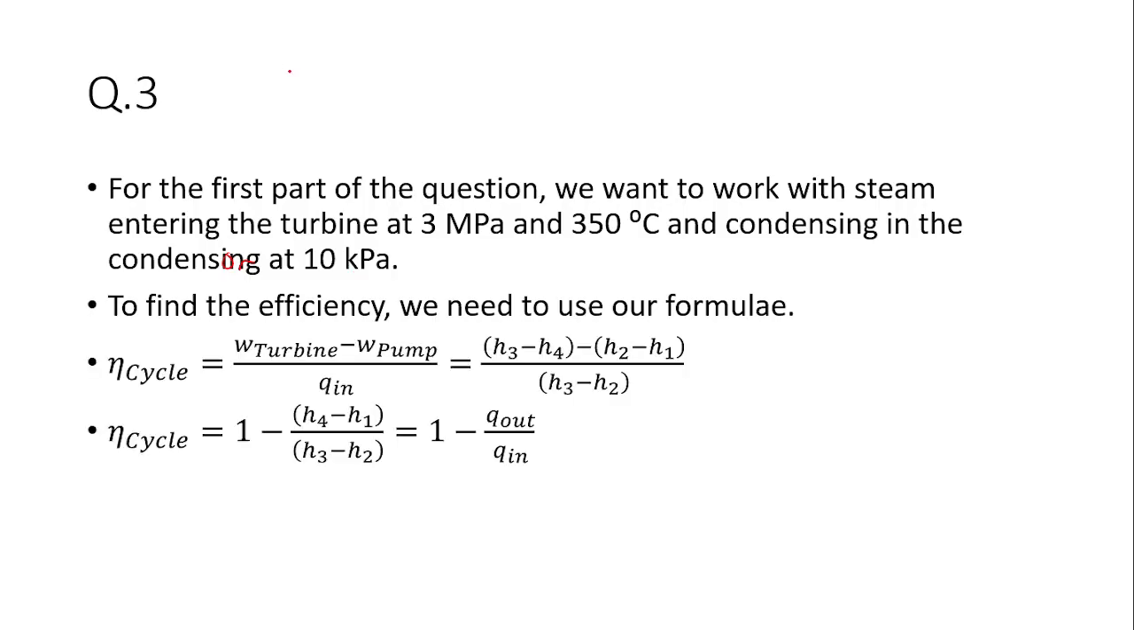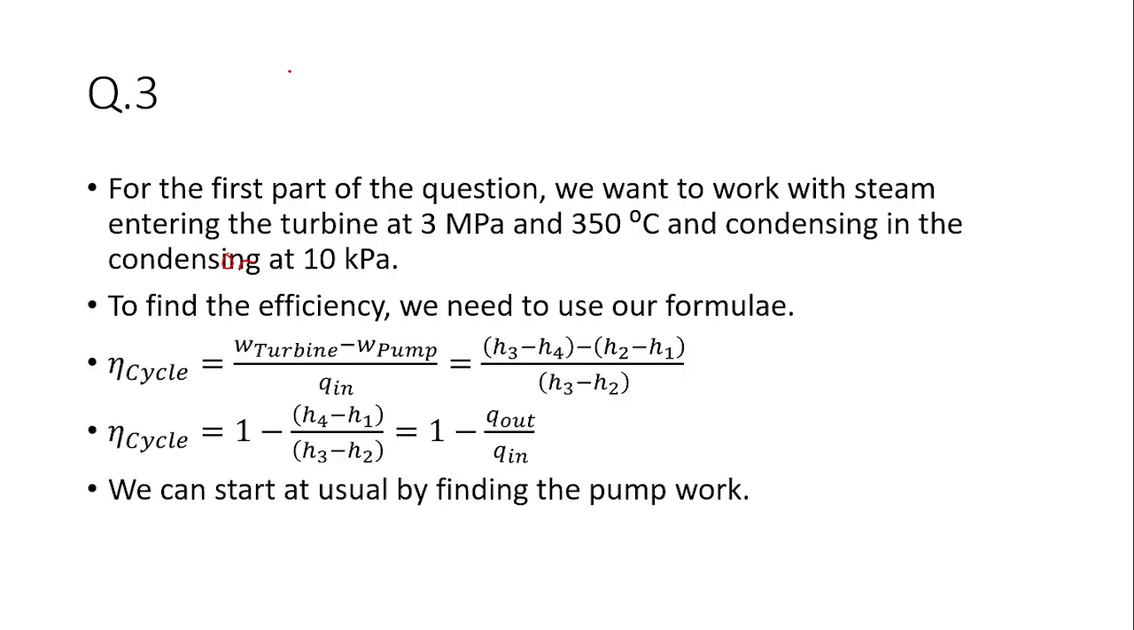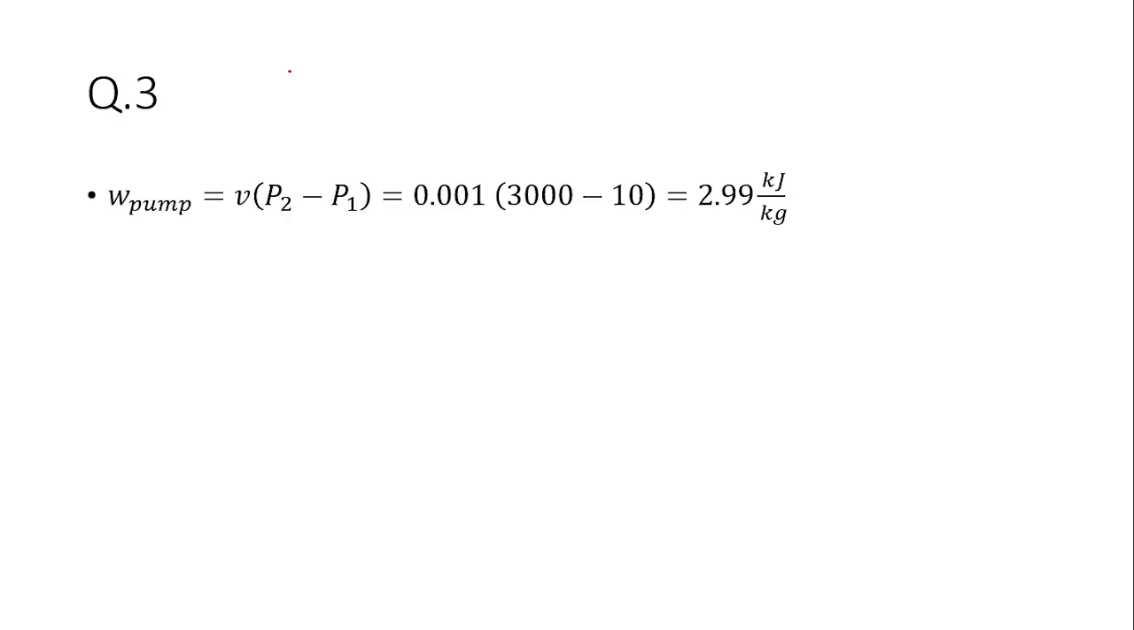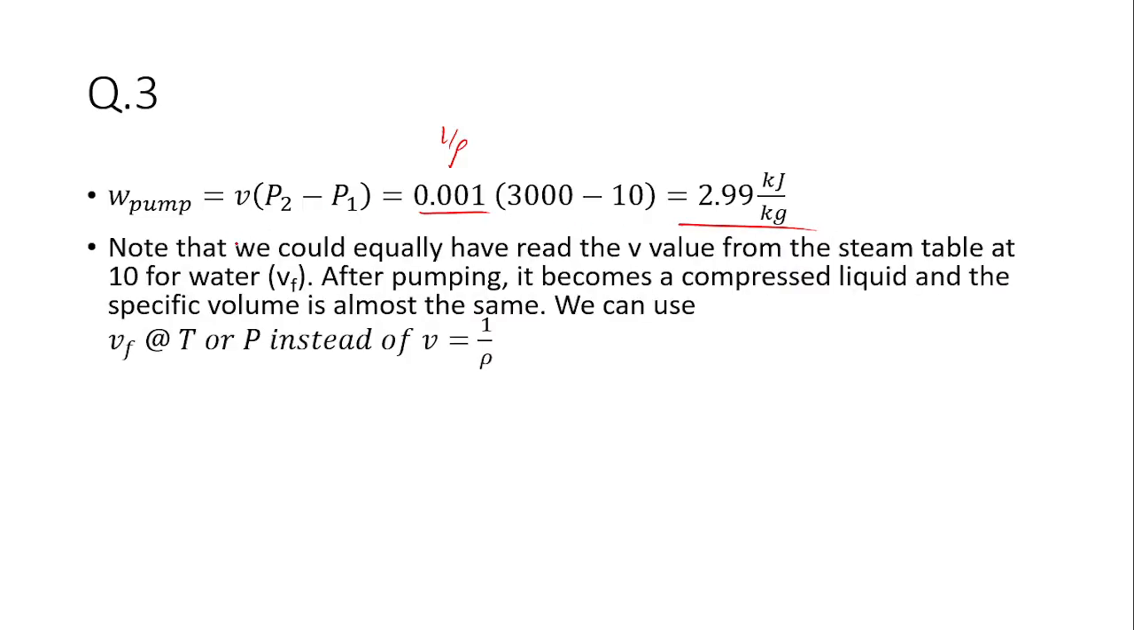So we'll find the efficiency with our formulas. We can first start by finding the pump work. So we know our V to be good. This is the part where I showed the two examples. If we use the 1 over rho, we'll be working with this value, and this is the work we'll be getting. But note that we could equally have read the value from the steam table at the 10 kilopascal.